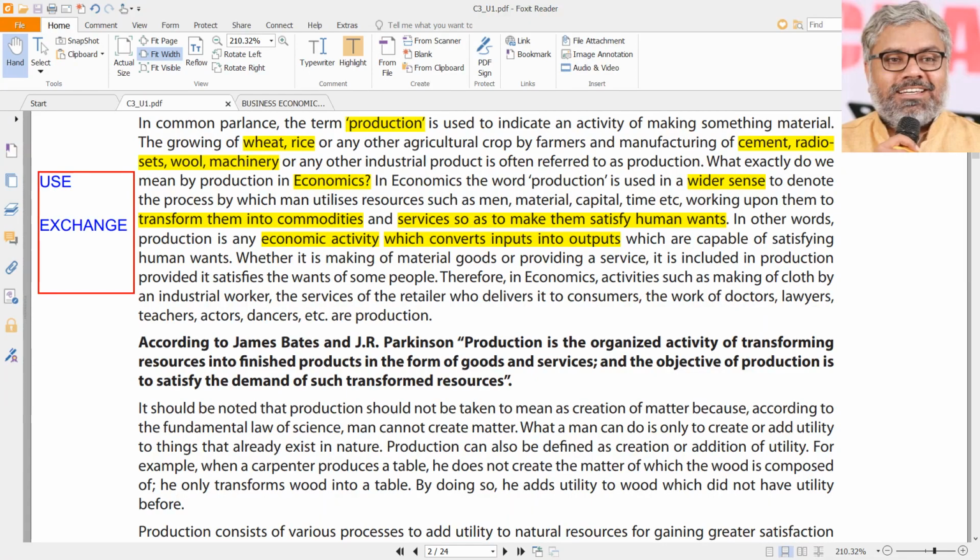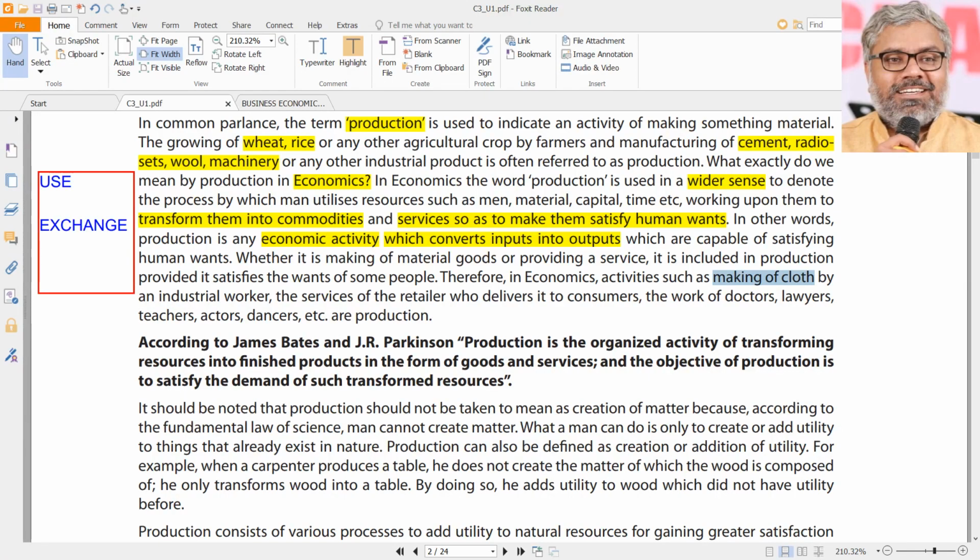But what about economics? It thinks that economic activity is that activity which converts the input into output, and that output has exchange value. Very important point here to be noted. So, for example, making of cloth by an industrial worker, is it an economic activity? Yes, because it is converting cotton into cloth or wool into cloth.